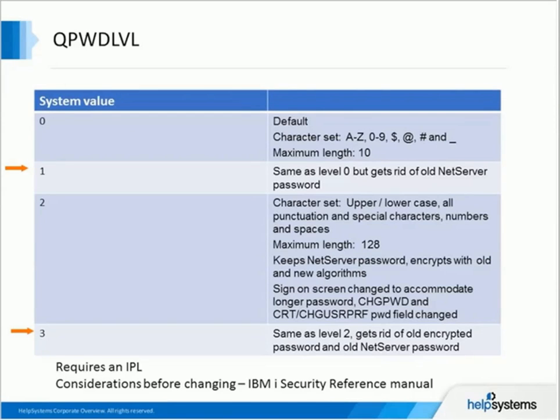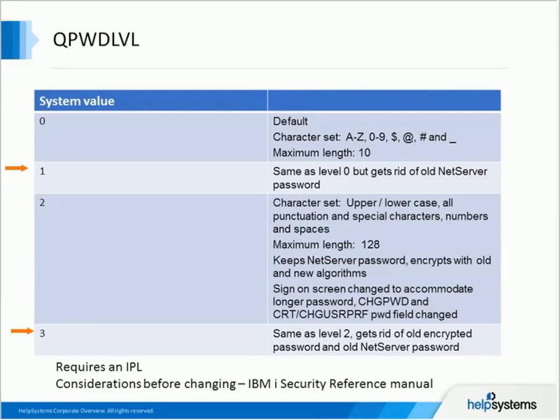So it's often easier to remember. Password levels 2 and 3 enable the entire character set, so upper and lower case, any punctuation, any special characters, spaces, you name it, it can be in those passwords. So that is really the goal that you should be striving for, to be able to get to password level 2 or 3. So let me back up.